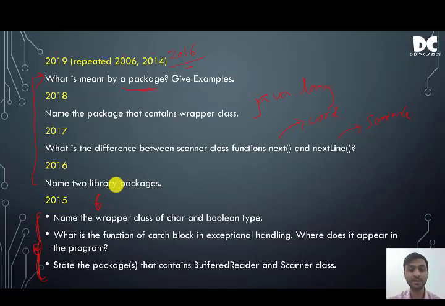Then, name the wrapper class of char and boolean type. For char, it is capital C, full form Character. Go to the table of wrapper classes and see it if you don't remember. For boolean type, it is Boolean.